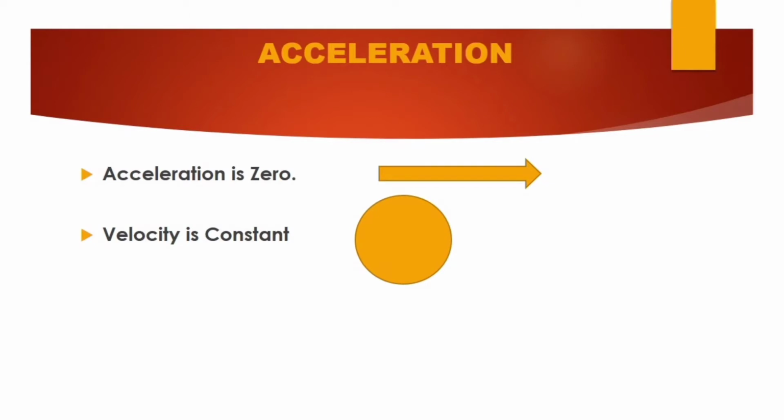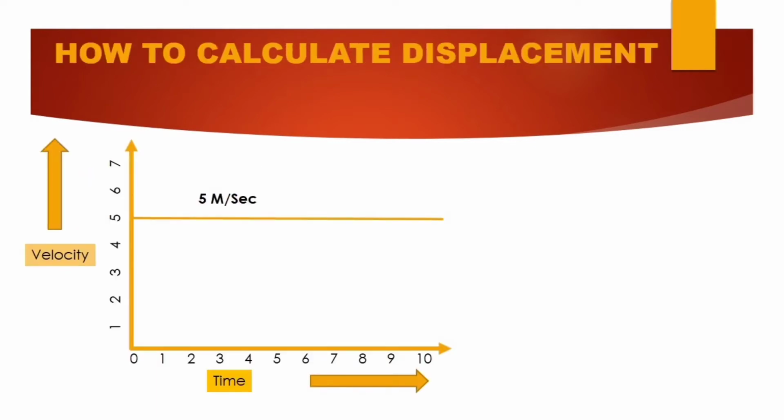Let's imagine a ball is traveling with zero acceleration. Zero acceleration means there is no change in velocity. So we can say the velocity is constant. So whenever a body is moving in a particular direction and if acceleration of the moving body is zero, then its velocity shall be constant.